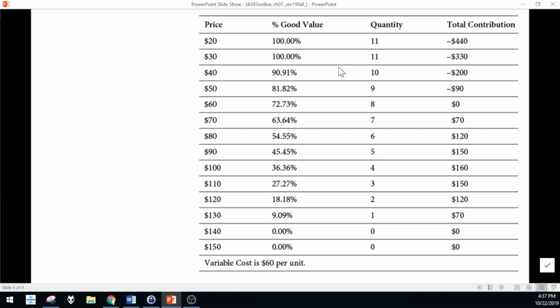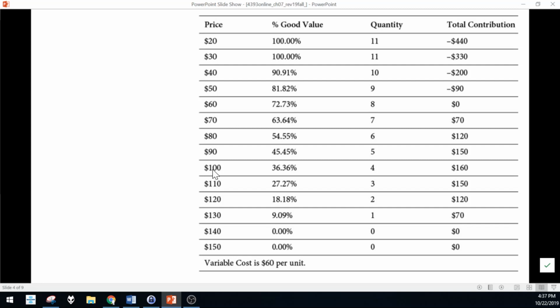So you can see that the price point here that maximizes your total contribution is $100. That will give you a demand of 4 based on good value of 36%. So 100 minus 60 is $40 contribution per unit. 40 times 4 is 160. Okay. So based on pricing analysis, this is the price you should charge, $100.